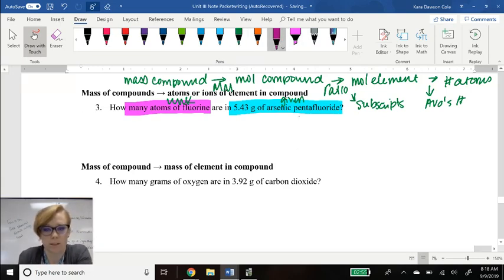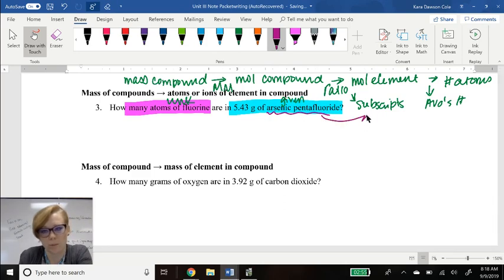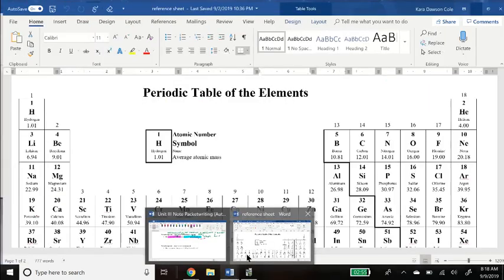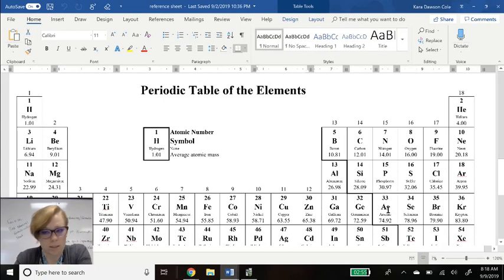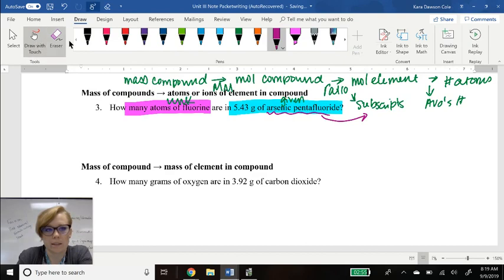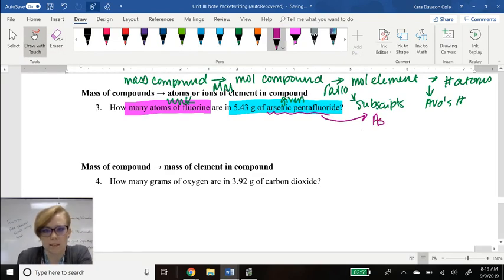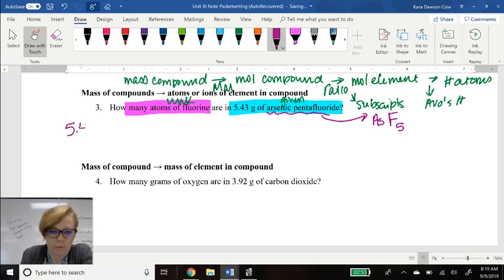I always start with what I'm given. Now I've been given a compound, so I really need to write the formula for this compound. If you're not sure what arsenic is, you can go to the periodic table and search for it. Arsenic is number 33 on the periodic table, with a mass of 74.92, and it is As. Pentafluoride means fluorine, F, and penta means 5 of those. So that is my formula for arsenic pentafluoride: 5.43 grams of AsF5.